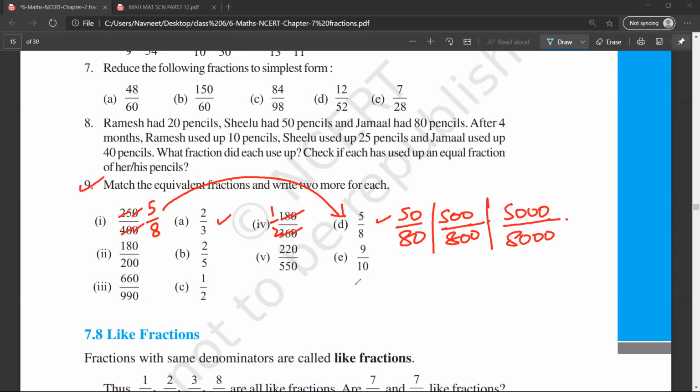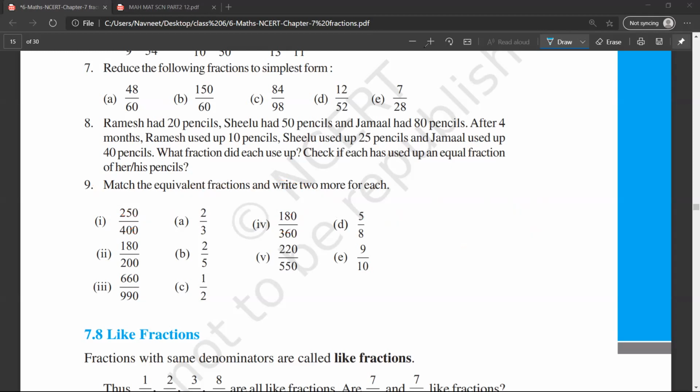I think I have made a mistake here. Okay. As equivalent fraction, write 2 more of each. Okay, I made a mistake here. I should have written this as 5 by 8. Now this one part would be matched with B part. Have you understood? Yes, sir. This is not into consideration.